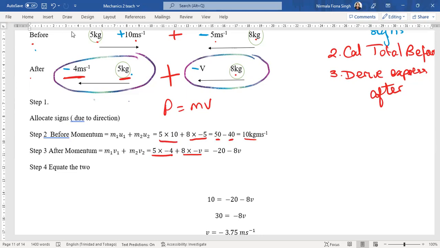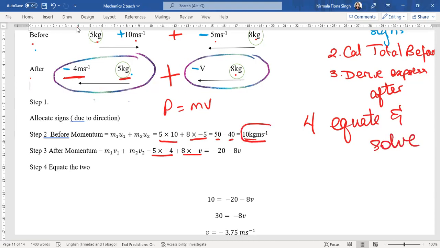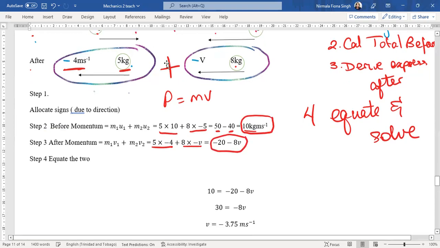We are not going to simplify this any further because -20 cannot subtract 8v, because we do not know what v is, so we cannot involve them in any kind of arithmetic. So our steps after our third one, where we derive our expression, fourth, we equate and solve. So we're going to equate our before and make it equal to our after.